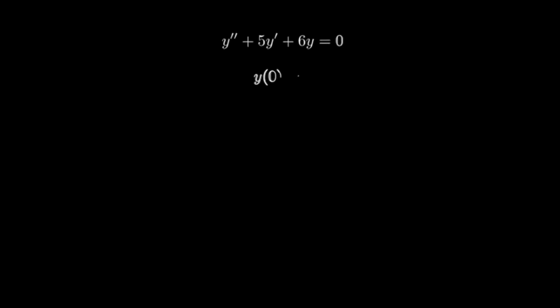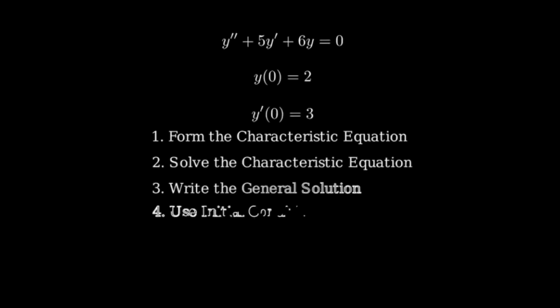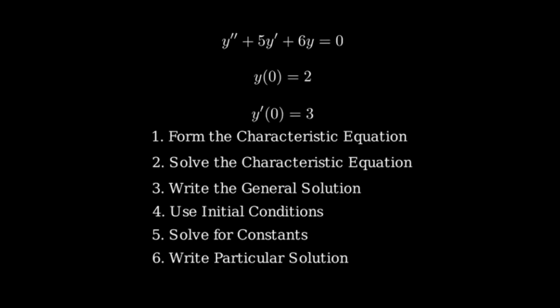We're asked to find the particular solution to the initial value problem y'' + 5y' + 6y = 0, with initial conditions y(0) = 2 and y'(0) = 3. This is a linear, homogeneous, second-order differential equation with constant coefficients. We'll go through it step by step.